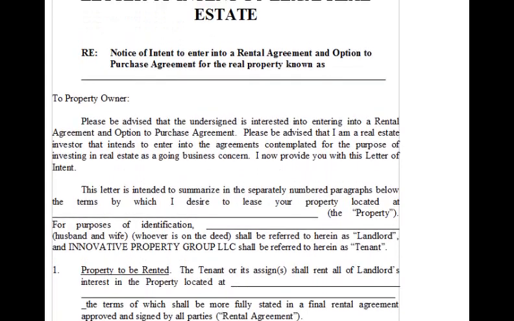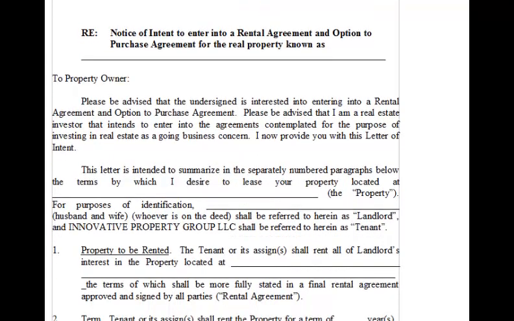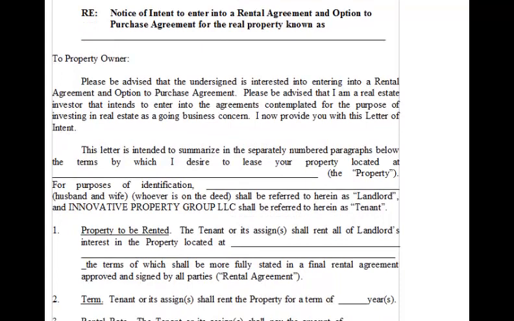So letter of intent to lease real estate and notice of intent to enter into a rental agreement and option to purchase agreement on the real property known as, and then we would write the street address right here. So to property owner, please be advised that the undersigned is interested in entering into a rental agreement and an option to purchase agreement. Please be advised that I am a real estate investor that intends to enter into agreements contemplated for the purpose of investing in real estate as a going business concern. I now provide you with this letter of intent.